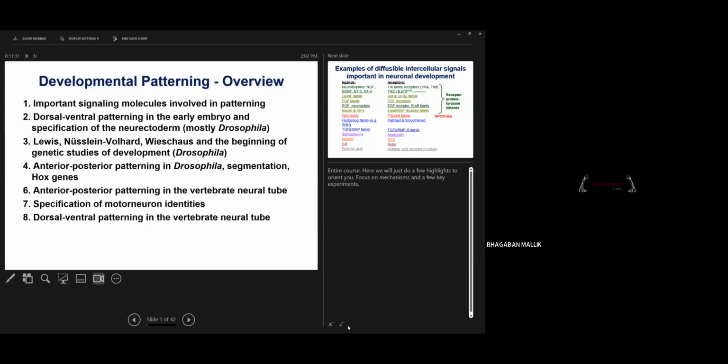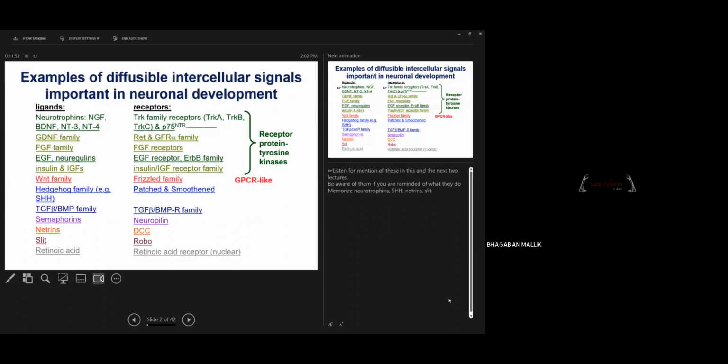So then I'll be talking about specification of motor neuron identities and dorsoventral patterning in the vertebrate neural tube. So these are the highlights we'll be covering in 2 classes. So without further delaying this, we'll go to the next slide.